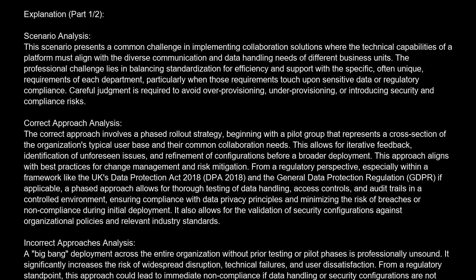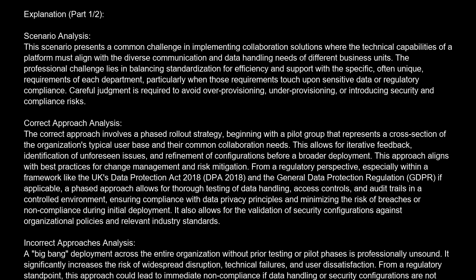From a regulatory perspective, especially within a framework like the UK's Data Protection Act 2018, DPA 2018, and the General Data Protection Regulation, GDPR, if applicable, a phased approach allows for thorough testing of data handling, access controls, and audit trails in a controlled environment, ensuring compliance with data privacy principles and minimizing the risk of breaches or non-compliance during initial deployment. It also allows for the validation of security configurations against organizational policies and relevant industry standards.